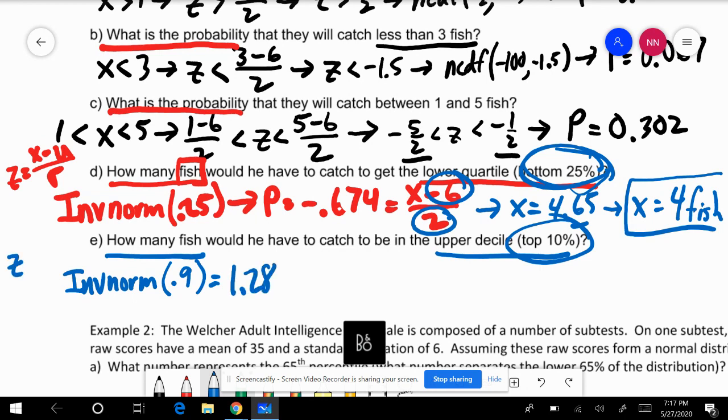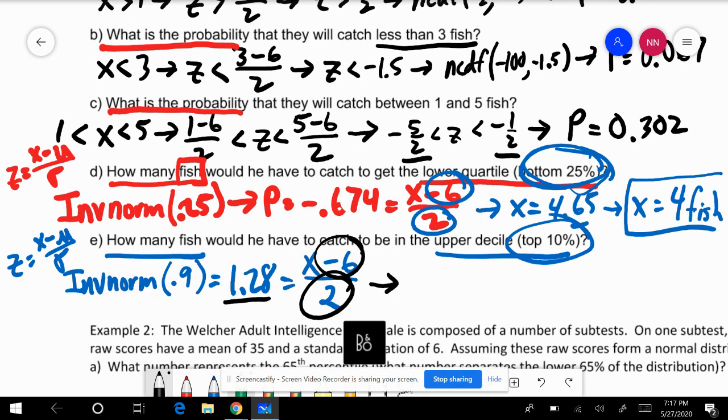And we're going to use the same formula, z equals x minus the mean divided by the standard deviation. This is equal to x minus 6 over 2. We're going to solve it algebraically. And how we solve it algebraically is we're going to take the 2, multiply it by the 1.28, and then add the 6. And when we do that, we get an x value of 8.56. Now, we can't catch 0.56 of a fish. Since we're wanting the top 10%, that means we're going to round up. So it's going to be x is equal to 9.